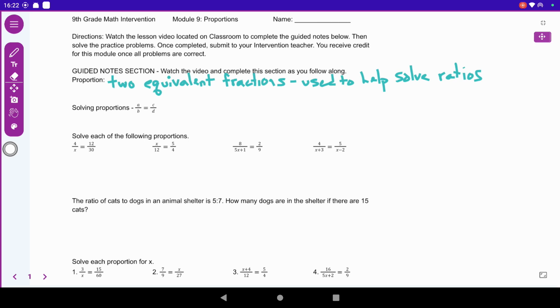So, in this section, we are talking about proportion. Proportion is two equivalent fractions. They're used to solve with ratios primarily. When we are solving proportions, so like we have this proportion here, A over B equals C over D, we are going to cross multiply. When we are cross multiplying, you're going to take the top of one side times the bottom of the other.